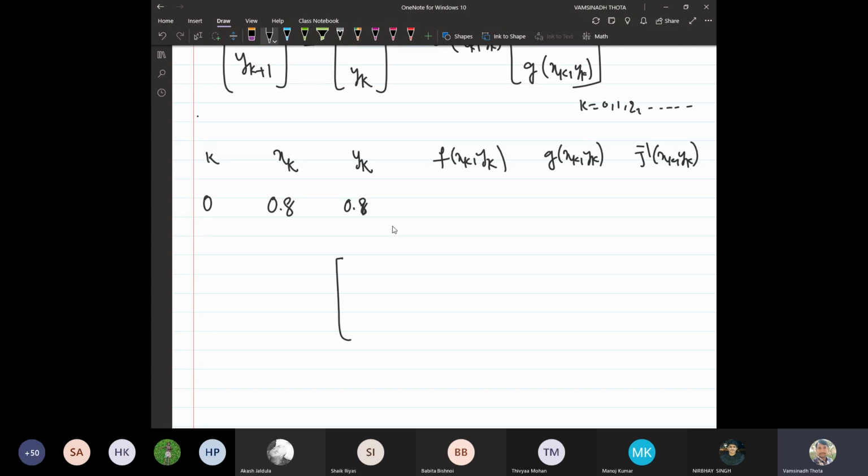So let me write it here. xk is now x0 at 0.8, and here also it is 0.8, minus J inverse. We will write the matrix later. First give me the function value of f at the point (0.8, 0.8), and similarly for g also. Minus 1.44. Okay, that is for f.